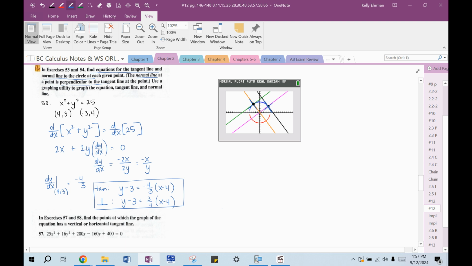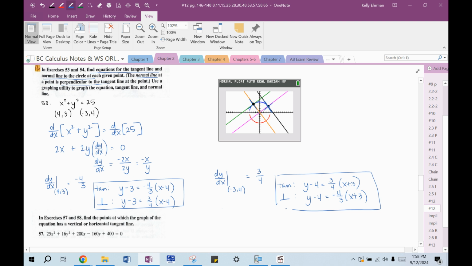Now do the same thing for the other point. The other thing is evaluate dy/dx at (negative 3, positive 4). So putting in for x, that's 3. Putting in for y, that's 4. And again, the tangent line would be y minus 4 this time equals 3/4 times (x plus 3). And then the normal line, the perpendicular line, would be y minus 4 equals negative 4 thirds times (x plus 3).